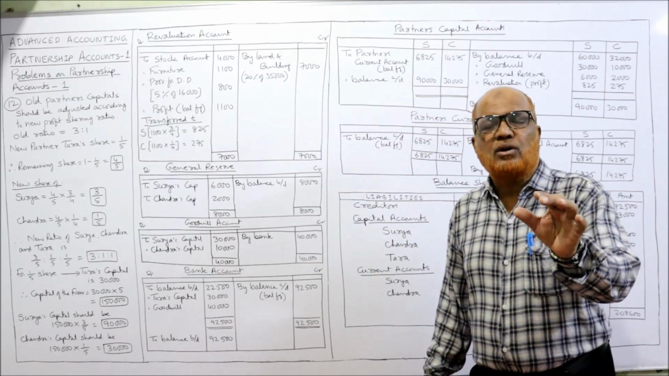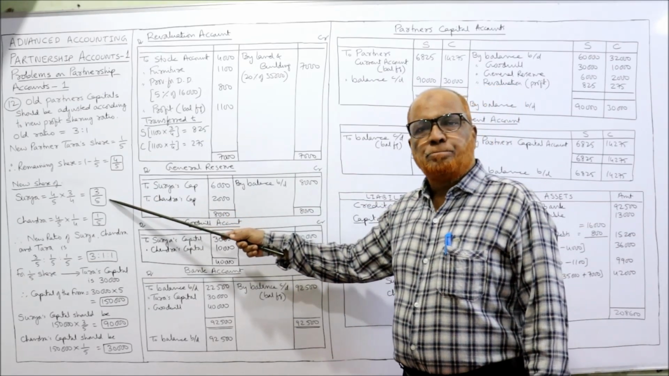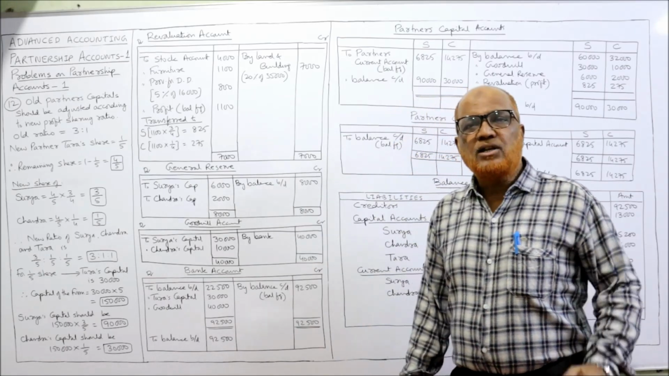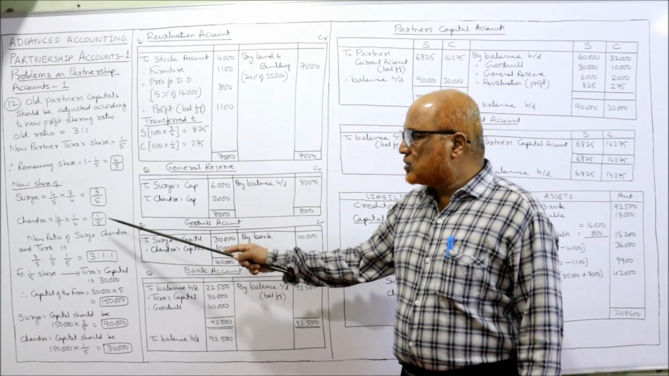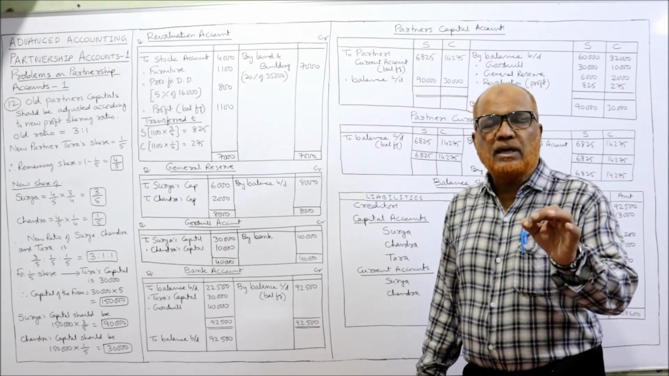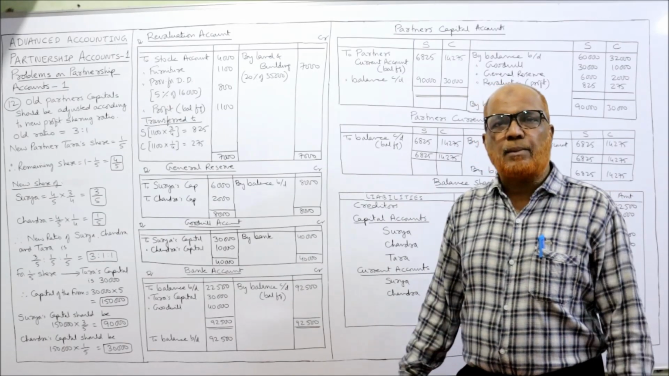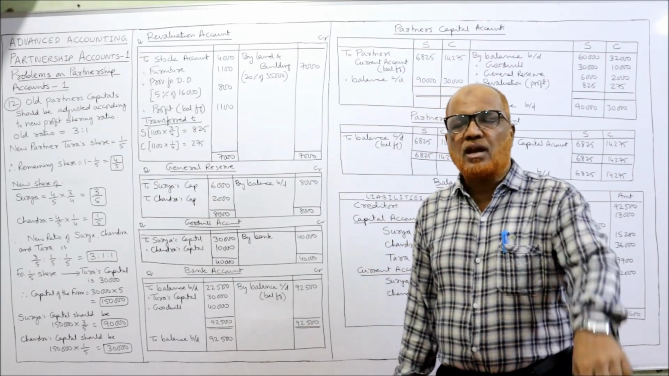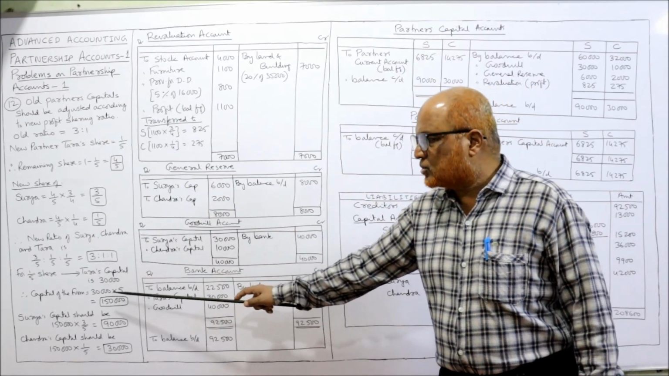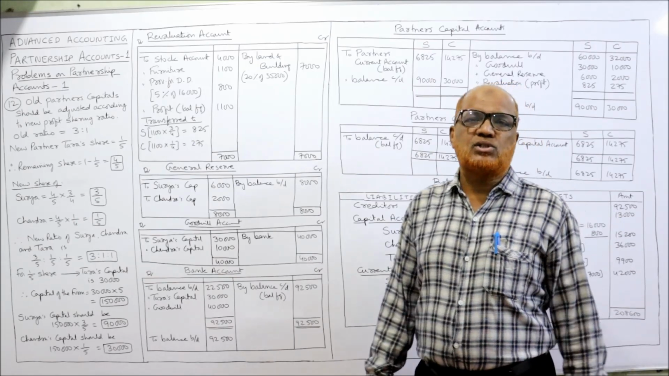In that 1,50,000, what is the share of Surya? 3/5. So 1,50,000 into 3/5 comes to 90,000. And Chandra, 1,50,000 into 1/5 comes to 30,000. So the new capital of all the partners will be: Surya's capital 90,000, Chandra's capital 30,000, and Tara's capital 30,000. We got the capital. That is the new point in this problem.